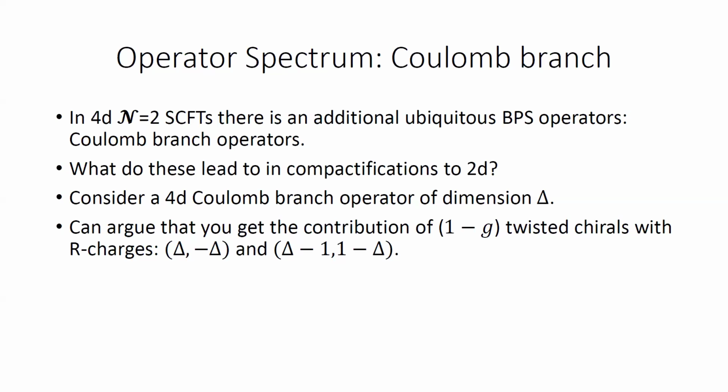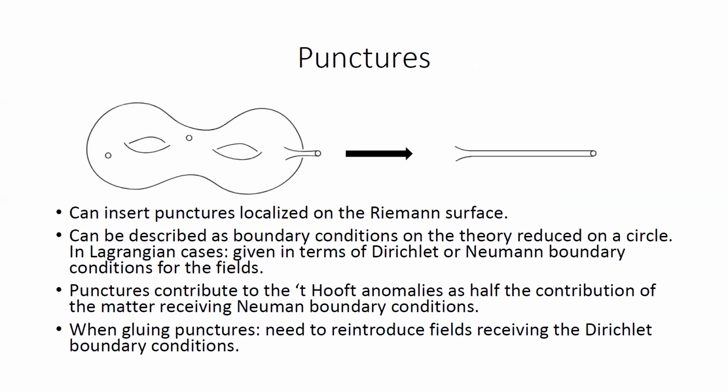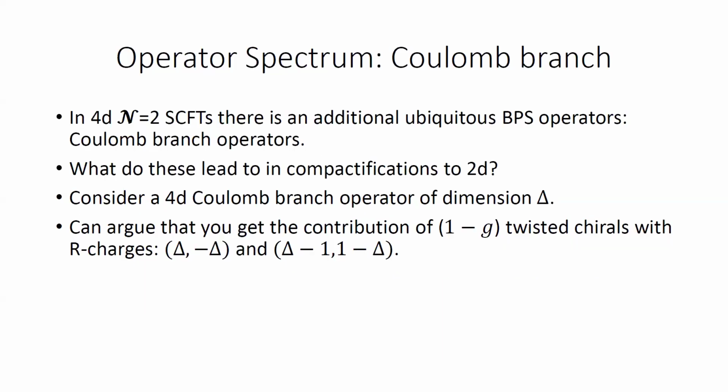Again, I'm going to just briefly tell you what we find, and I'm going to refer to the papers for the details. In here, I'm going to consider a 4-dimensional Coulomb branch operator of dimension delta. What you can argue is that in lower dimension, you will get a contribution to the elliptic genus from this operator of 2 twisted chiral fields, with R charges delta and delta minus 1.